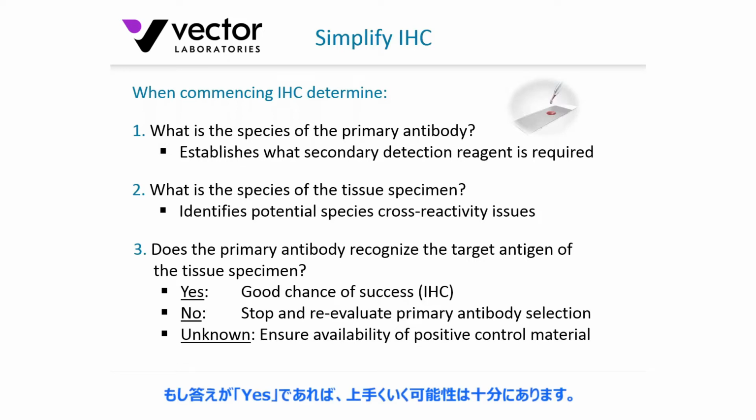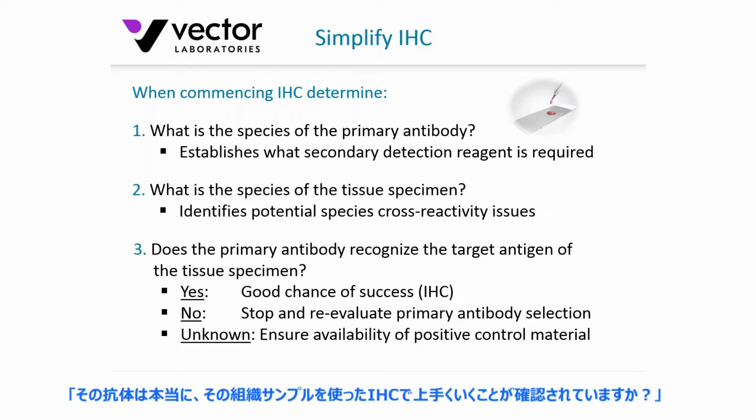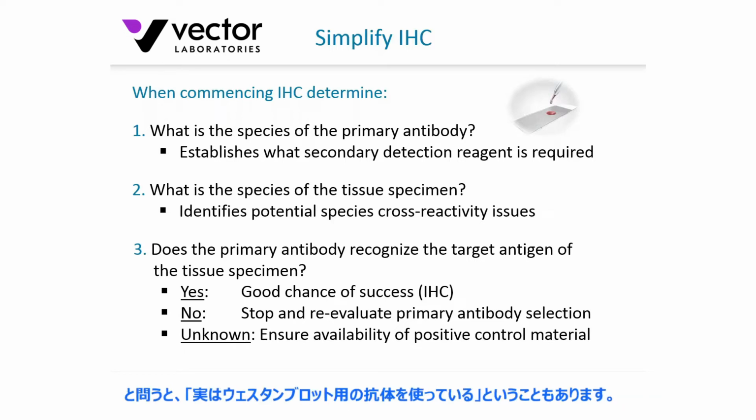And I've got a couple of points down the bottom here. If they say yes, well, there's a good chance of success. And I've got in parentheses there immunohistochemistry, and that's really a prompt for me just to say, has it actually been determined to work in that tissue specimen using the application or the technique of immunohistochemistry? And at that point, some investigators hesitate and say, you know what, it's actually been used in Western blotting. That to me would be a bit of a question mark. It hasn't actually been shown to work in the application of immunohistochemistry. They are different applications, obviously, and just because it works in Western blotting doesn't necessarily mean it's going to work for immunohistochemistry.